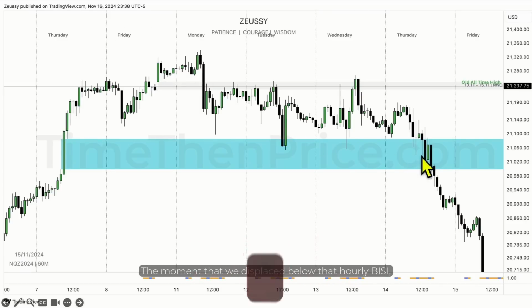The moment that we displaced below that hourly BC by this candle right here, I want you to see that it functioned as resistance on price, and then we saw the market expand towards the downside on Friday.